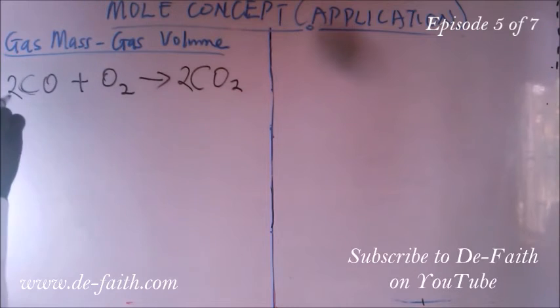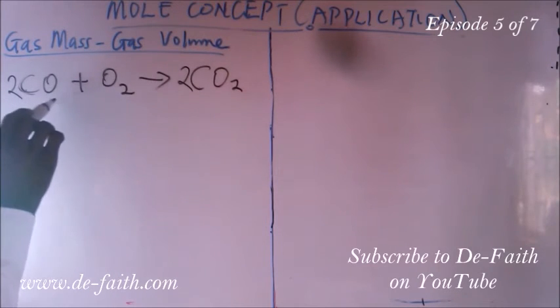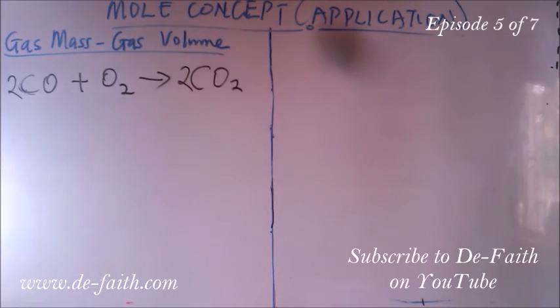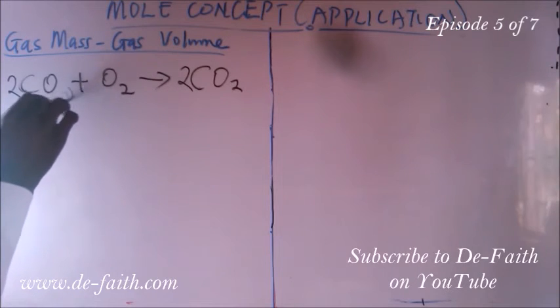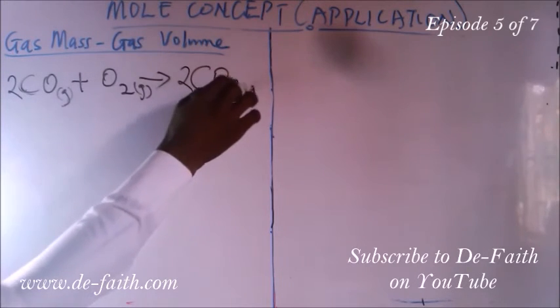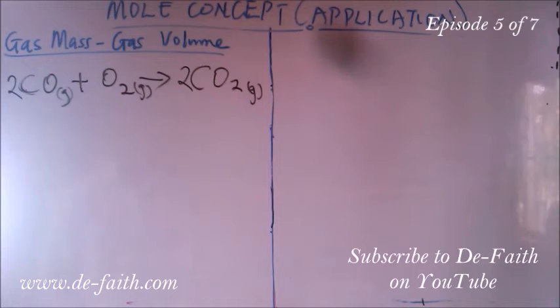So to balance the equation, we place 2 over here, and so we have 2 oxygen, then we place 2 here. So we have 2 carbon, 2 oxygen, making 4, then 2 times 2 is 4. We have our equation balanced, and all these are gases. From the question, we are told that 100 cm cubed of CO reacts with 80 cm cubed of oxygen. We have to calculate the resulting gas and the unused gas volume at the same temperature and pressure.